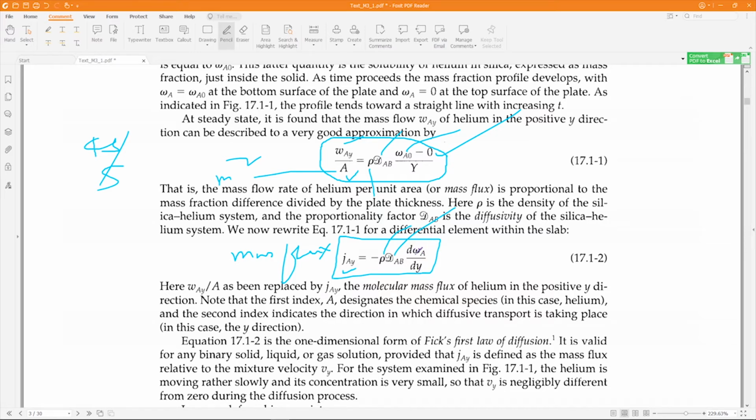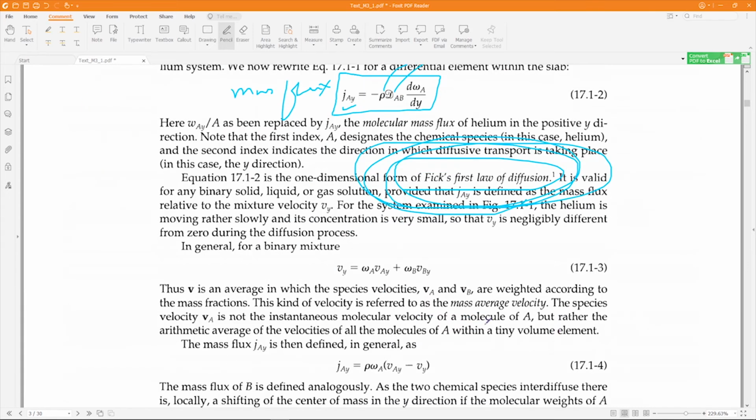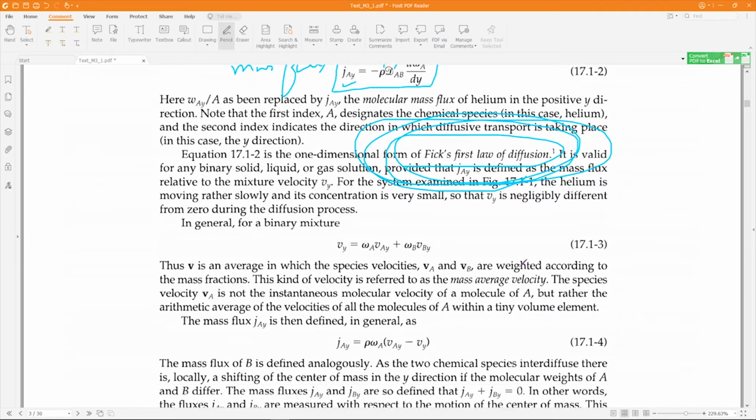You have mass concentration, so the d omega A by dy in that direction. Okay, so this is also again Fick's law, already you know that. So we're generally talking of binary mixture. Okay, so binary mixture means we have only two species, A and B.